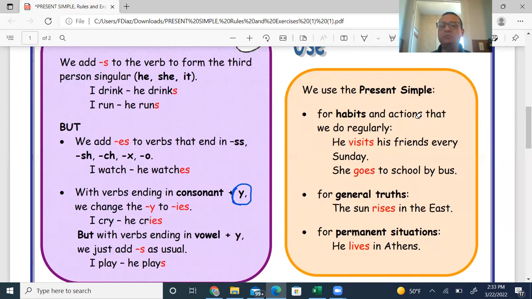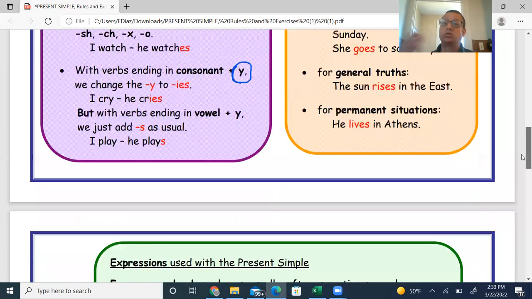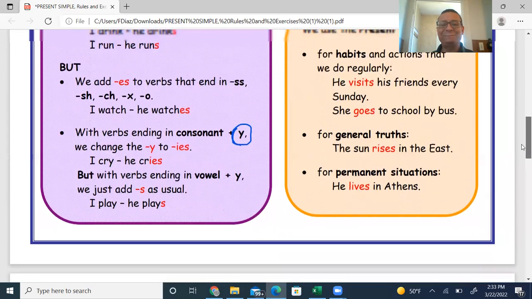We use the present simple for habits and actions that we do regularly. He visits his friends every Sunday. She goes to school by bus. We have English class every week. For general truth, you know, like facts. The sun rises in the east. That's a fact. For permanent situation, he lives in Athens. Okay? This is how you use the present simple for routine. All right?